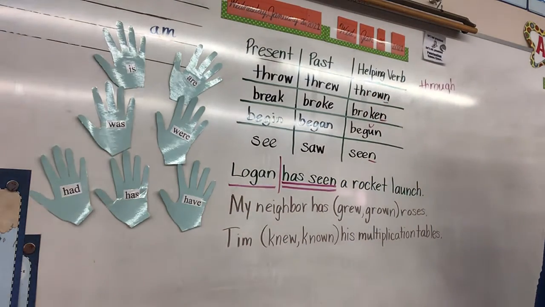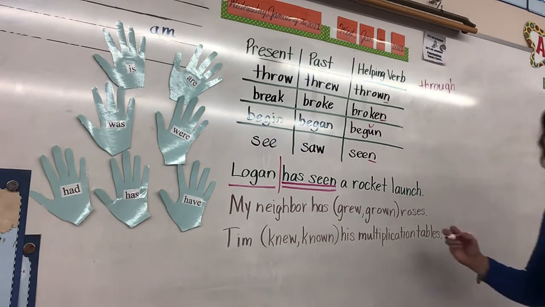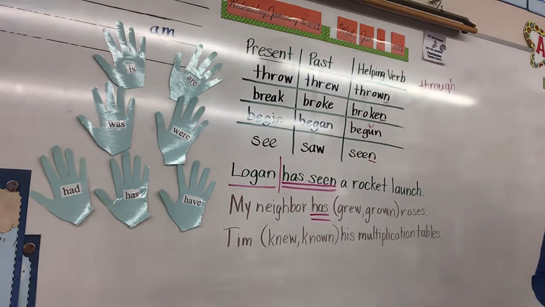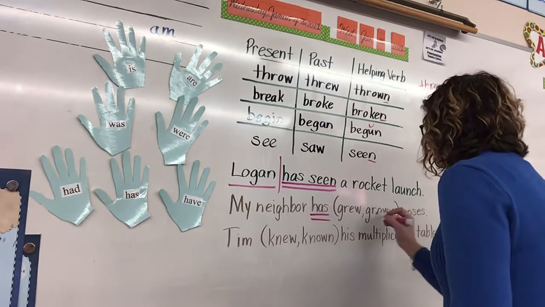First sentence says, my neighbor has grew or grown roses. So do you see a helper? Yes. What is it? Has. Very good. So since we see this little helper has, what verb are we going to pick? We're picking the verb to go with the helper. Which verb needs a helper? Grew or grown? Grown. And I'm just peeking to see what they want you to do on the test. They're having you underline it twice, so we're gonna underline it twice.